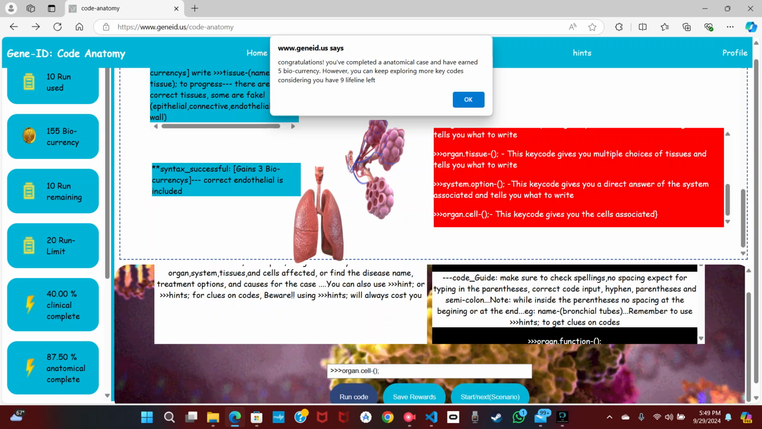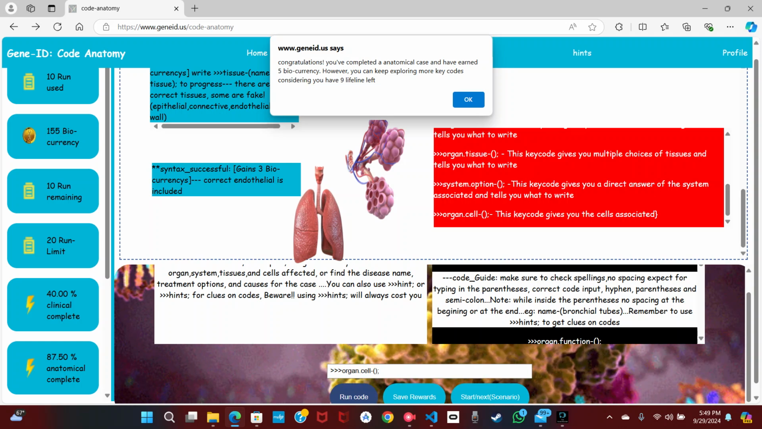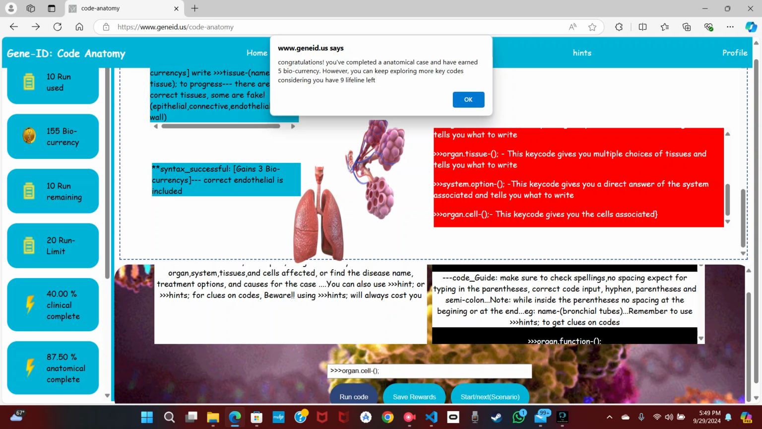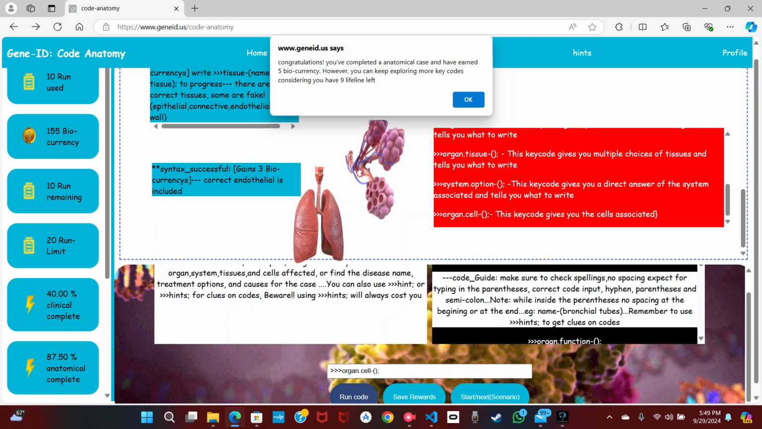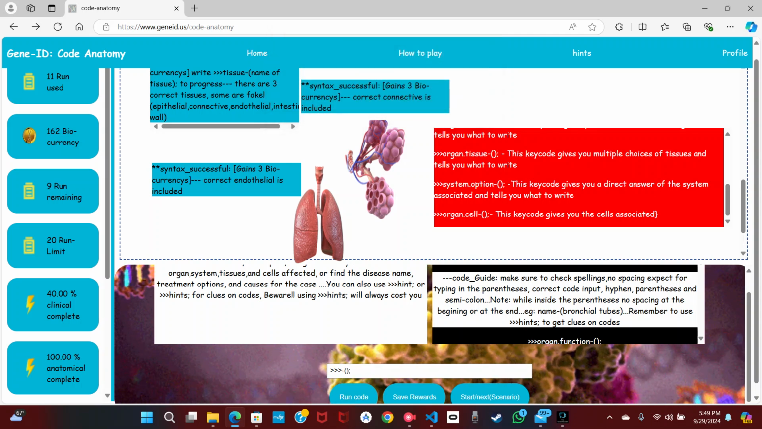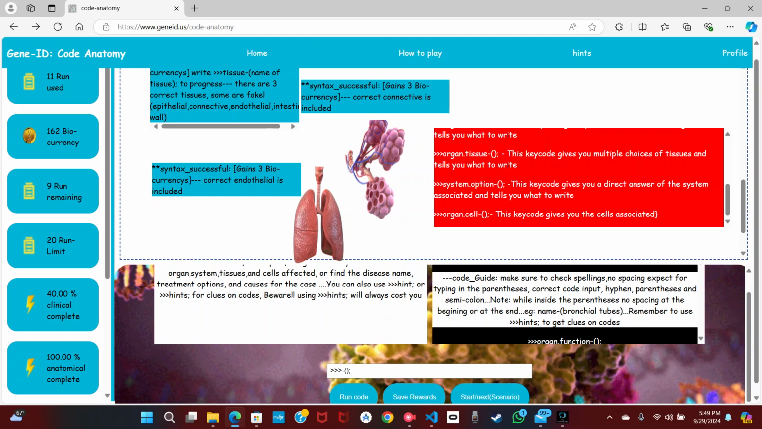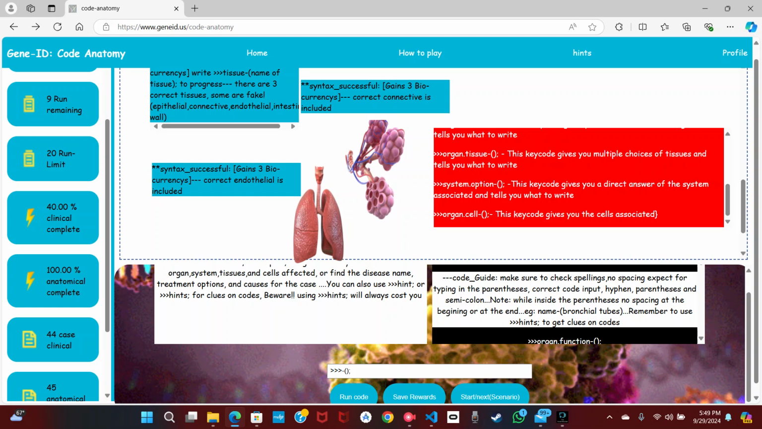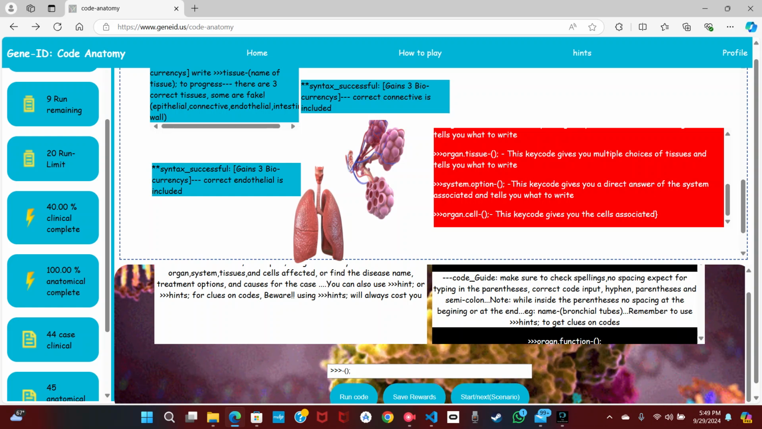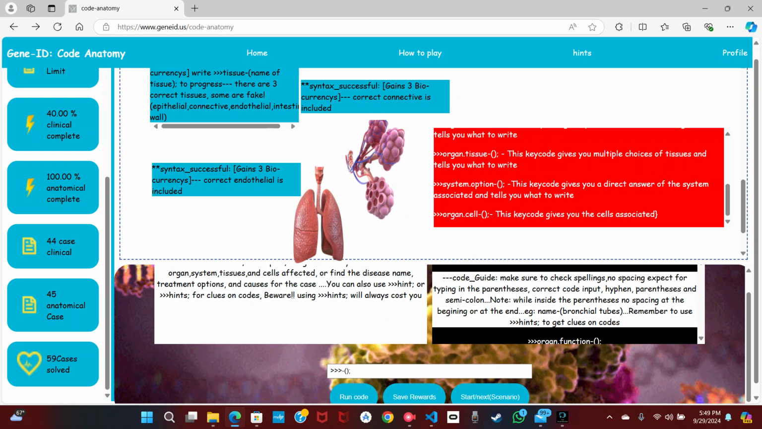Now let's do this. And as you can see here, I just completed it. It says here, congratulations, you've completed an anatomical case and have earned 5 biocurrency. However, you can keep exploring more key codes, considering you have 9 lifelines left. So as you can see here, I'm 100% anatomical, still 40% clinical. I could solve clinical, but that would be for the next video. But for now, we solved it anatomically and our cases are here, so we've made progress.